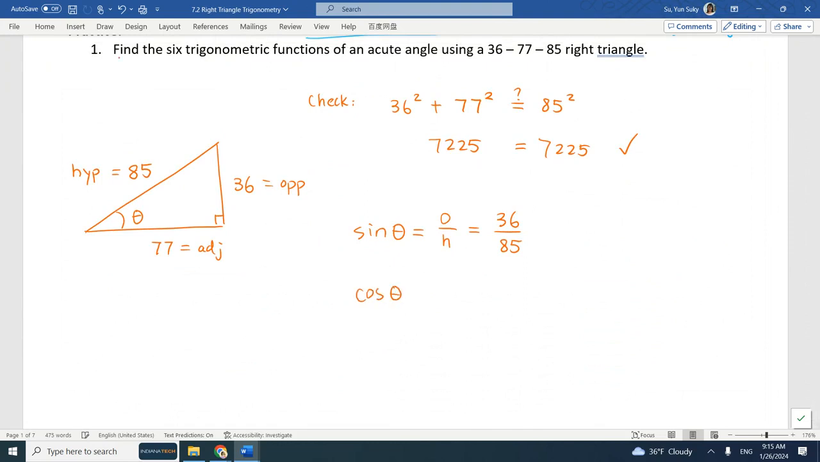Right, what is cosine theta? How about you guys take turns to answer my question? How about we start from that side? Hi, Joe. What is cosine theta?